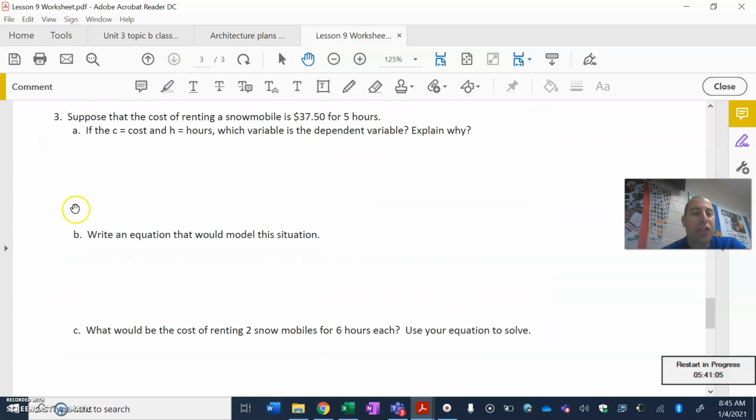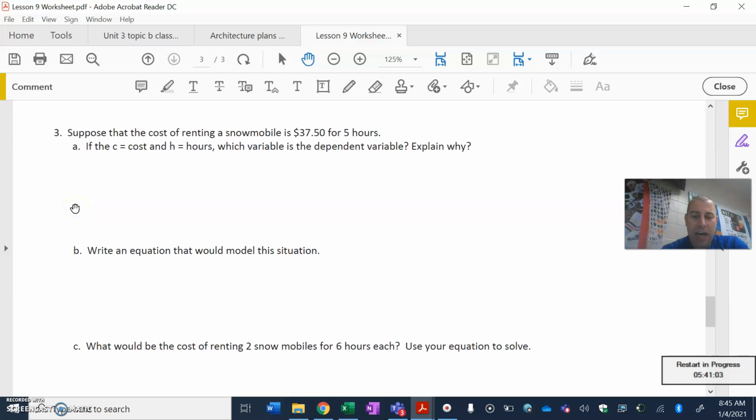We do have an elusive third page that's here, so we are getting into that. To get started, it says, suppose that the cost of renting a snowmobile is $37 for 5 hours. C, we're going to call it the cost. H, we're going to call it the hours. Which variable is the dependent? Well, again, we think about the word dependent. Yes, it's the y, so it's what happens second.